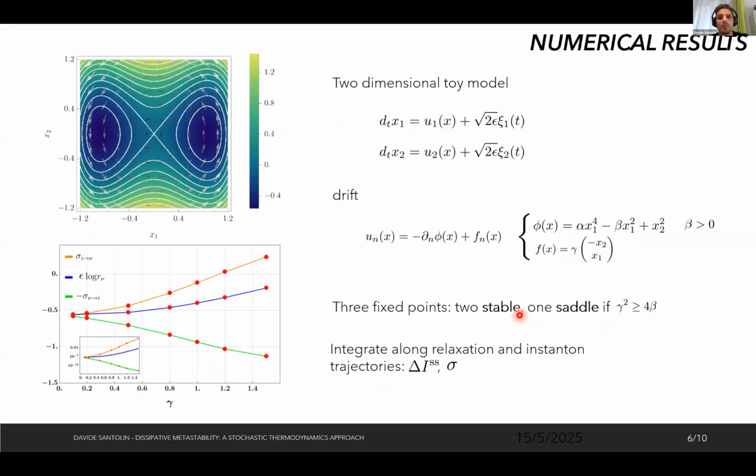So we tested our bound by using this minimal model of a bistable potential under a rotational flow, that is our non-conservative force. We looked at the bound at different intensities of non-conservative force, represented by this gamma parameter here. For each intensity of the non-conservative force, we derived the instanton and the relaxation. We integrated the quantities of interest, and we derived this bound, which we observe is tight when we are close to equilibrium, because the time reversal mapping between the two trajectories, the instanton and the relaxation, starts to be recovered.